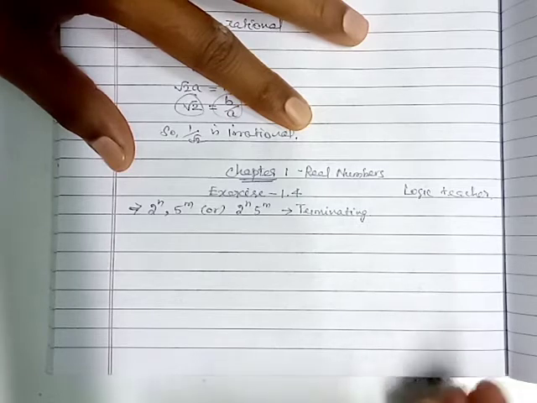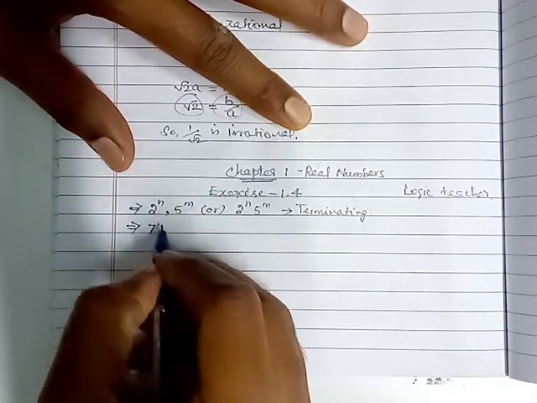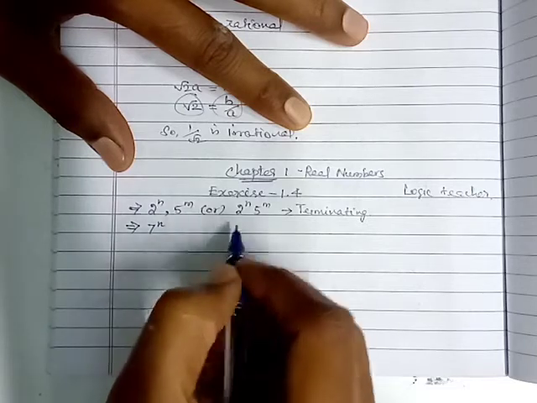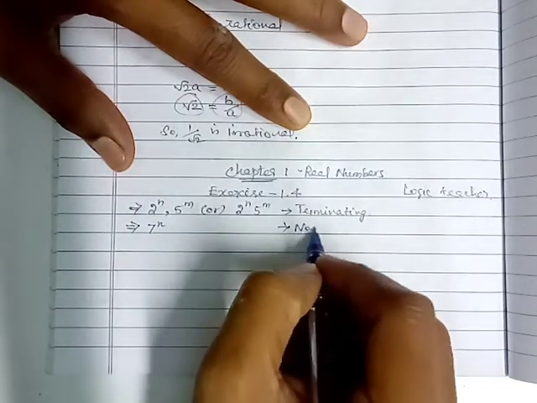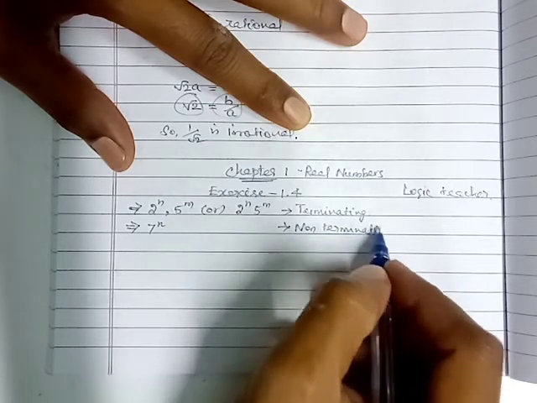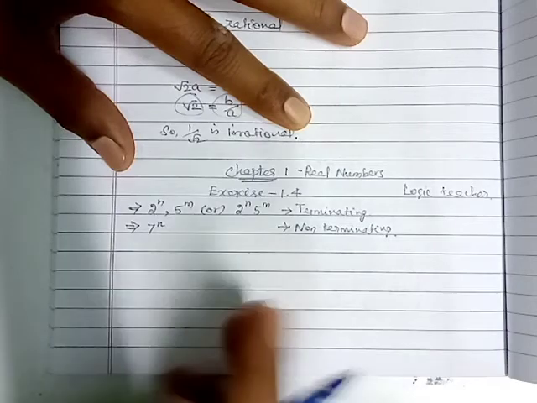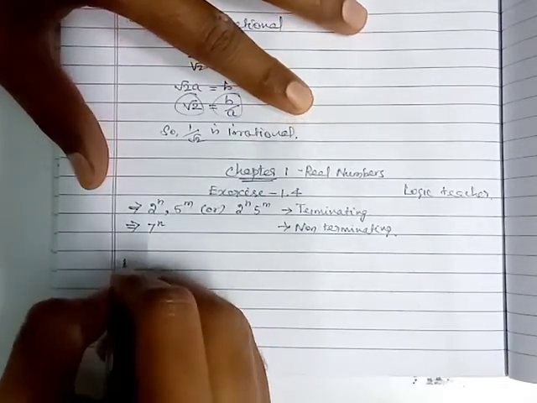And if you have 7 power any number, it is non-terminating. You will understand this while doing these sums. So we will go for the first one.